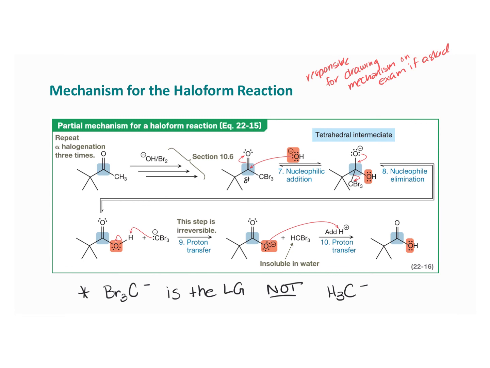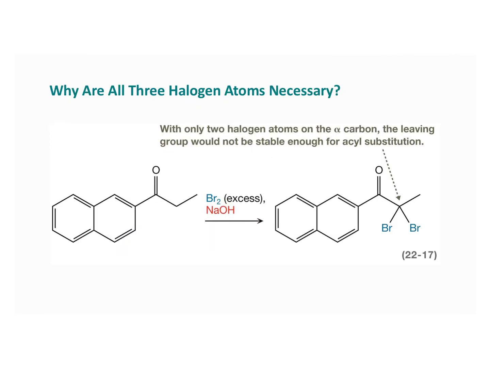Now, why are all 3 of the halogen atoms necessary? Okay, so why do we need 3 hydrogens here for this to work? Well, it's necessary to make the carbanion a suitable leaving group. So one of the things that we know is that an ethyl ketone does not undergo acyl substitution because it only gains 2 alpha halogens. And so that's not enough to stabilize that carbanion, right? So we absolutely need that 3rd halogen.